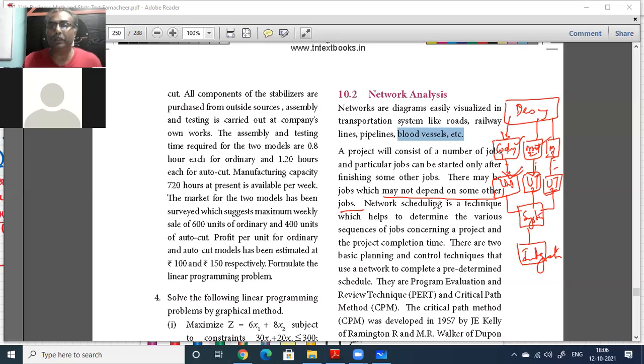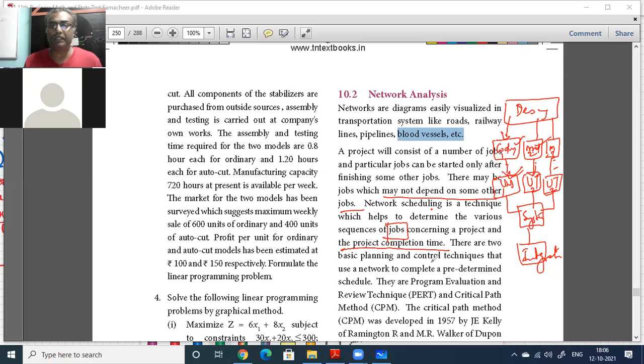So network scheduling is a technique which helps to determine the various sequences of jobs. Each job is an activity concerning a project and the project completion time. So what can be done in parallel, you maximize the jobs that can be done in parallel. Then you find the shortest possible time within which you can finish the project. Project completion time, that is what you want to find out.